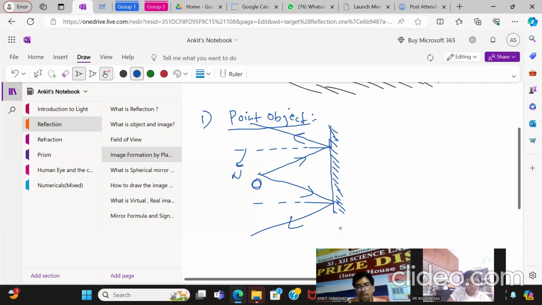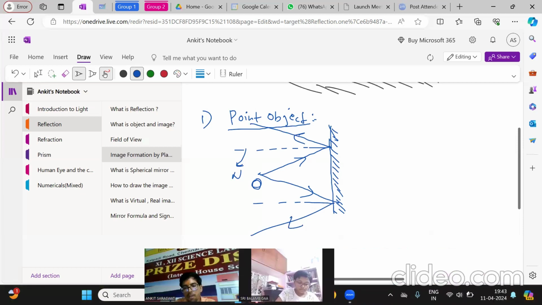Clear? Yes, sir. Battery is 19%. Okay, no problem. It will work.